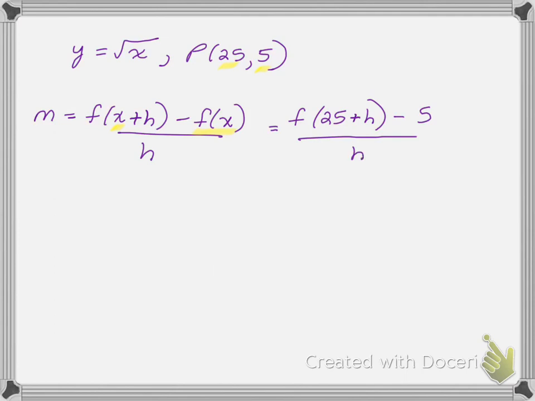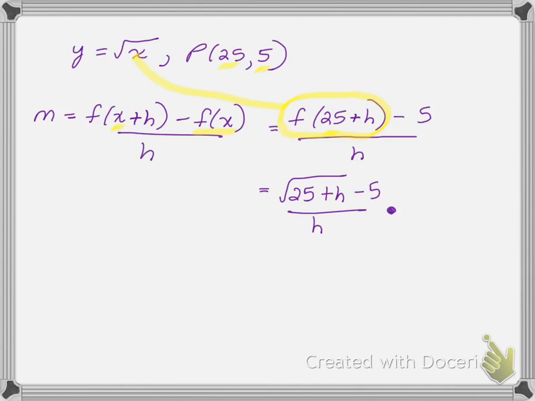Now to find f of 25 plus h, we're just going to take that quantity and plug it into our function. So we get the square root of 25 plus h minus 5 all over h. Now we recognize this as needing to be simplified because if we let h go to 0, we have a 0 in the denominator, which is undefined.